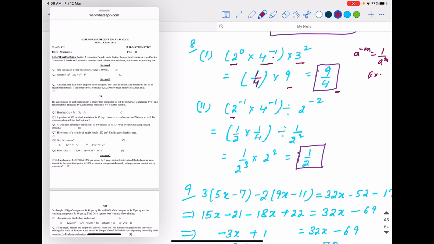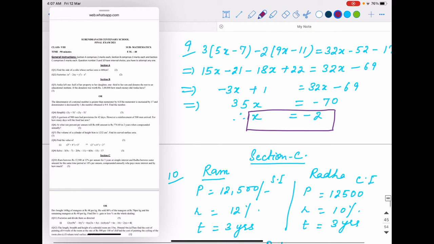2 to the power minus 1 into 4 to the power minus 1 divided by 2 to the power minus 2. It is 1 by 2 into 1 by 4, that is 1 by 8, which is 2 cube. Division sign, that means we will change the 2 square. So it is 1 by 2 will be the answer.